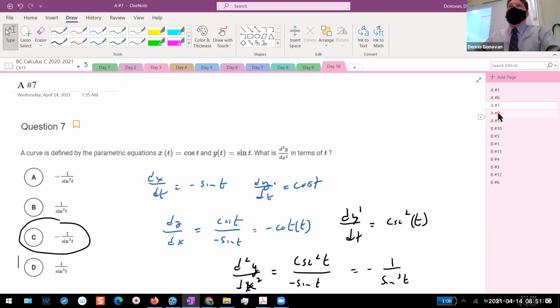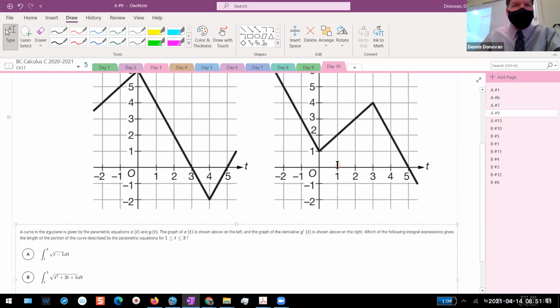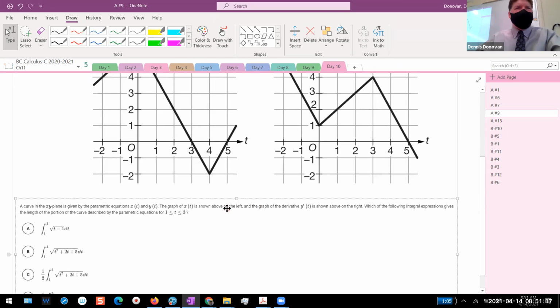Let's look at 9. All right, so a curve in the xy plane is given by the parametric equations x of t, y of t. The graph of x of t is shown on the left, and the graph of the derivative of y is shown on the right. Which of the following integral expressions gives the length of the portion of the curve described by the parametric equations for 1 to 3?